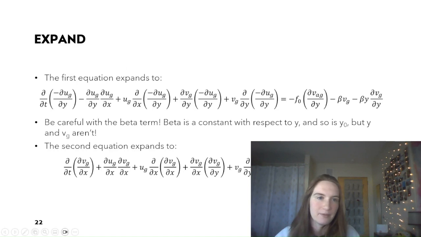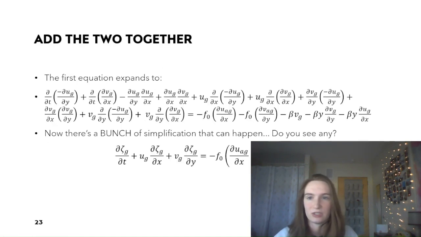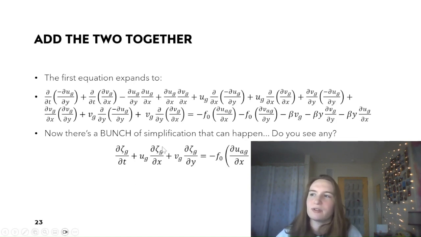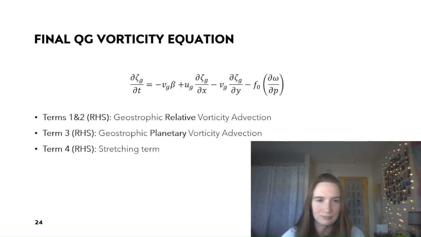Now, there's a bunch of simplifications that can happen here. So here's those two equations stacked on top of each other. If you want to go through and find all the simplifications, be my guest. They are on my other PowerPoint. But if you don't want to, here's what it simplifies down to. Here's that relative vorticity, geostrophic relative vorticity, you'll see. And then here's our ageostrophic component. You'll see that as well. This is technically the QG vorticity equation, but we can rewrite it to make it even more useful.